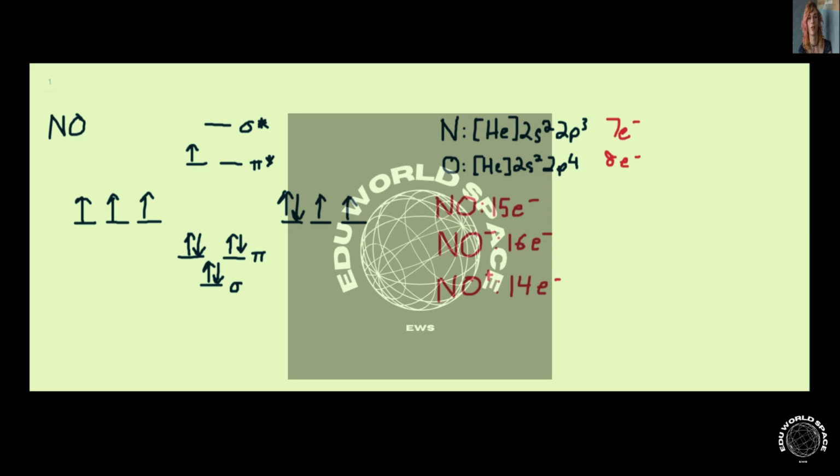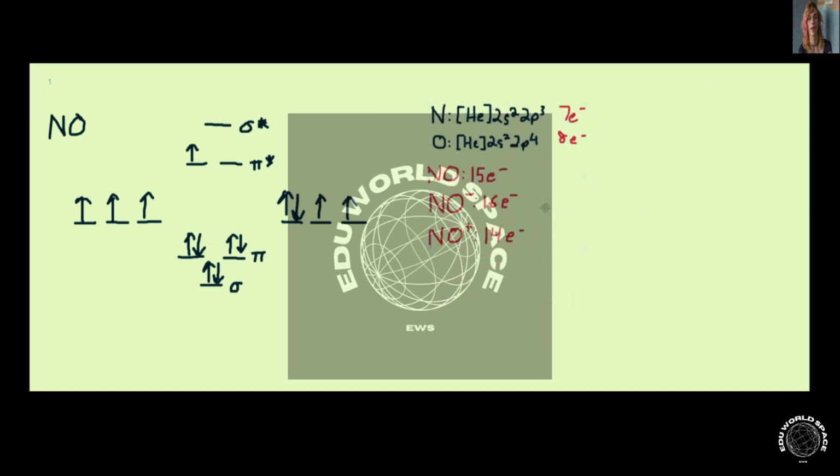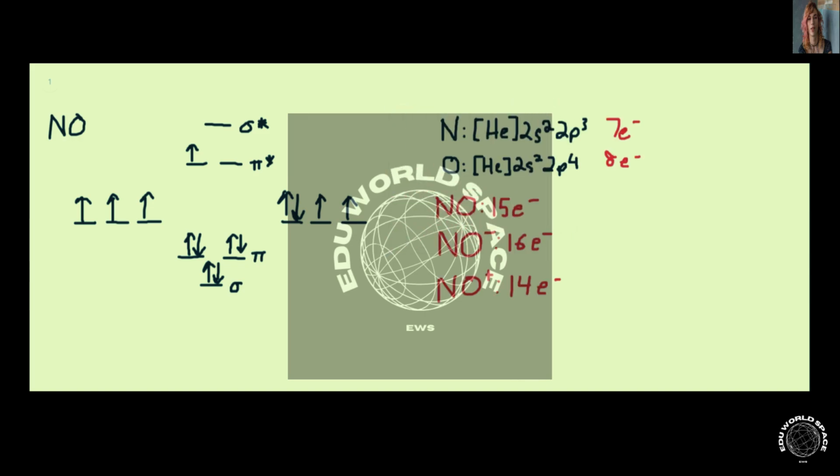So the highest energy electron lies in the pi antibonding molecular orbital. Remember, when you put electrons in your bonding orbital, that makes your bond stronger. When you put electrons in your antibonding orbital, that makes your bond weaker. So NO will readily convert to NO+ because it wants to remove that antibonding electron from the anti-pi orbital, because that will increase the stability of your molecule.